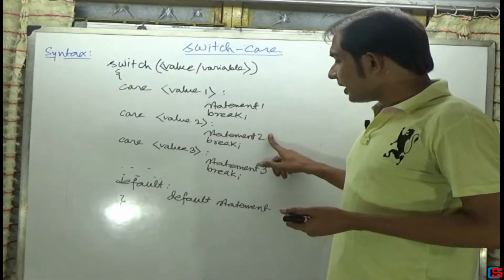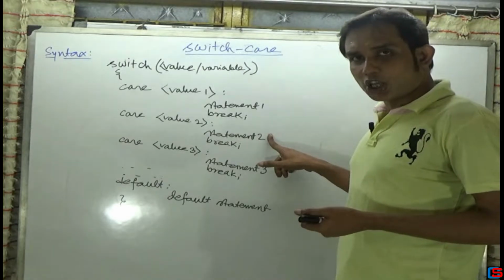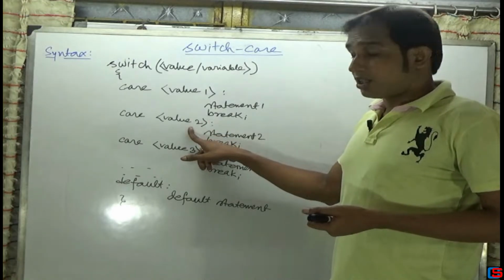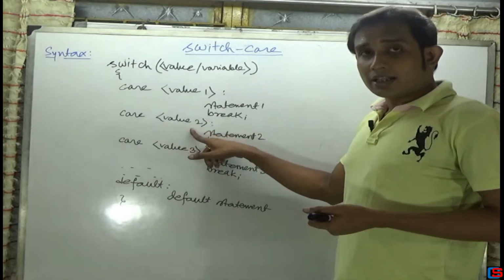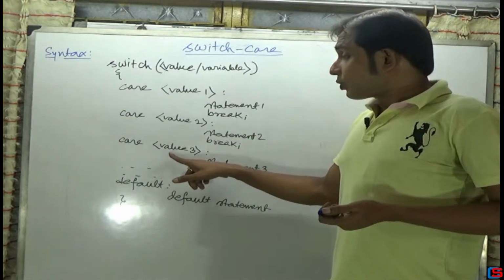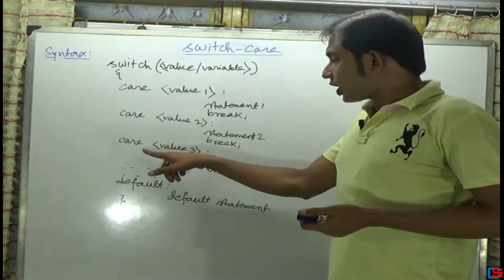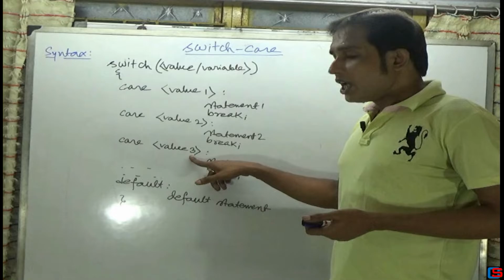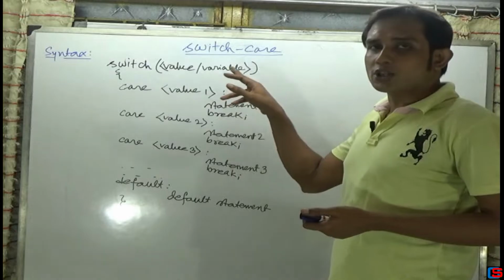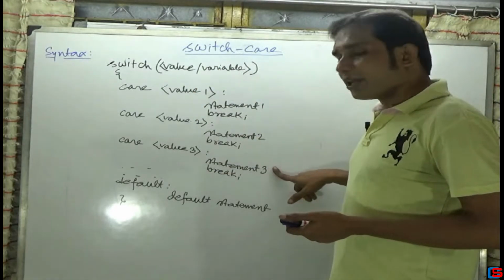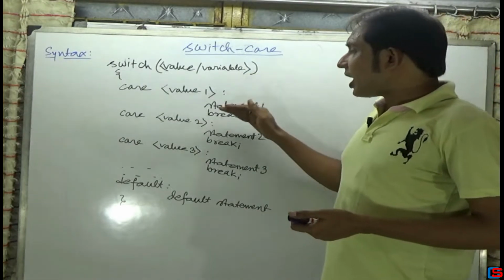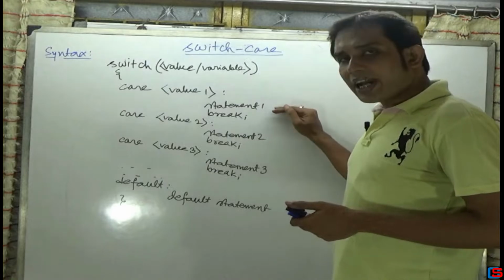and if value 2 is matched, then statement 2 is executed, and then after that comes value 3. If in this case the value is not matched, that means it is not equal to value 2, then the control goes to check the next case, that is value 3, and if value 3 is equal to the value provided in this portion, that is the checking portion, then statement 3 is going to execute.